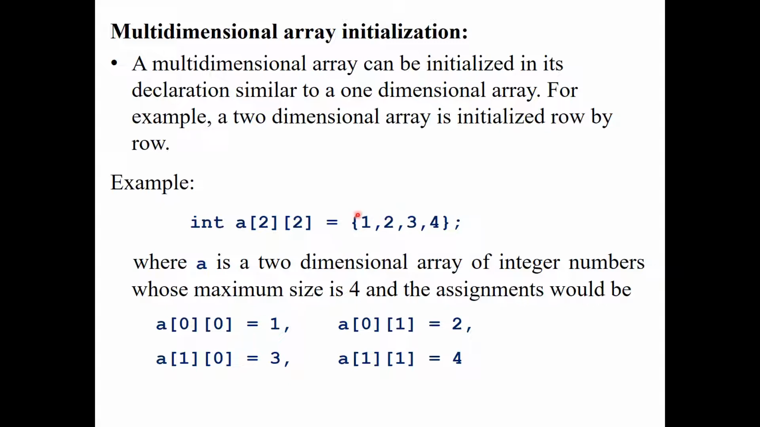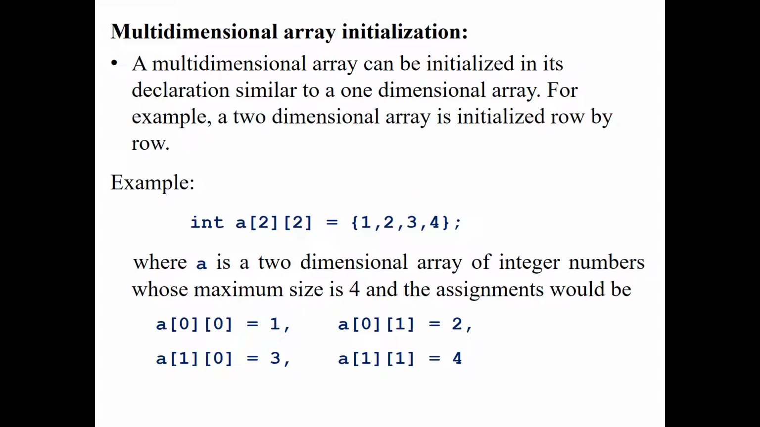When these elements are all counted, then the second row starts: 3, 4. So it has 4 elements. The first 2 elements are the first row, the last 2 elements are the second row. So here A is a 2D array of integer numbers whose maximum size is 4, and that is how these different indexes are defined here. For the individual elements, the A[0][0] element will have value 1, A[0][1] is 2, A[1][0] is 3, and A[1][1] is 4.